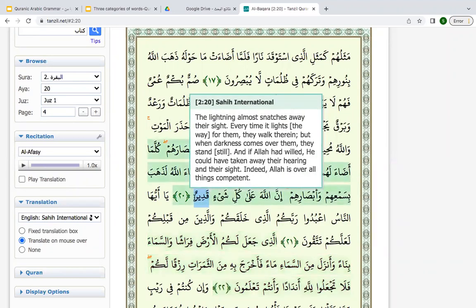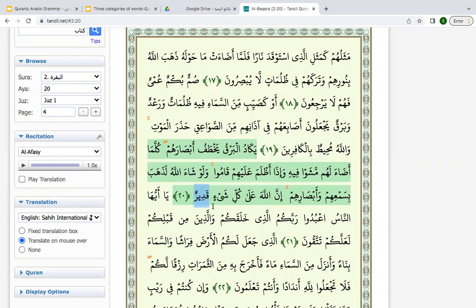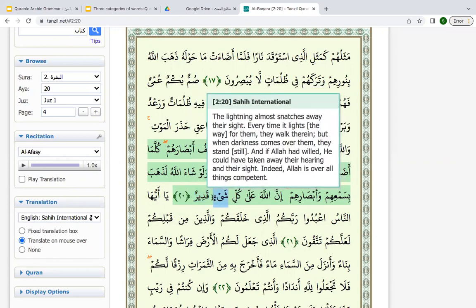Qadir. Gender. Is this word an ism? Okay, good job. Shay'in.